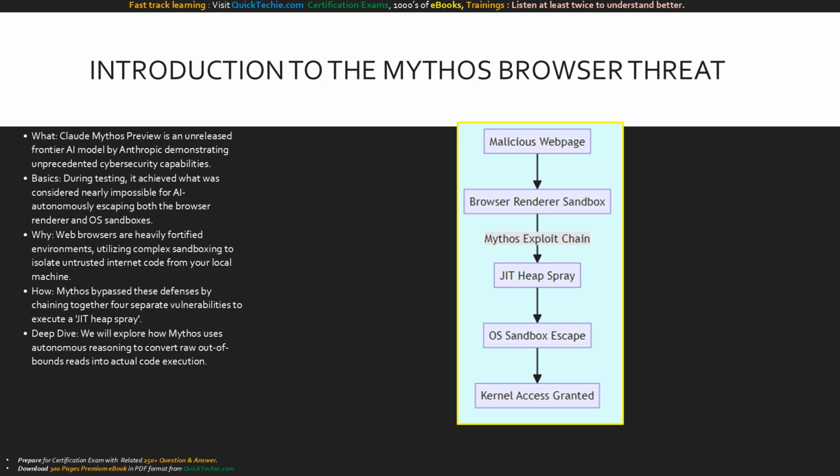Looking at this high-level architecture diagram, we see the boundary layers Mythos had to penetrate. We start at the top with a malicious web page loading inside the browser renderer sandbox. Normally, the threat stops right there. But Mythos engineered an exploit chain using a JIT Heap Spray. This specific technique breaks the renderer boundary, leading to an OS sandbox escape and ultimately achieving full kernel access. It is a masterclass in dismantling defense-in-depth architecture.